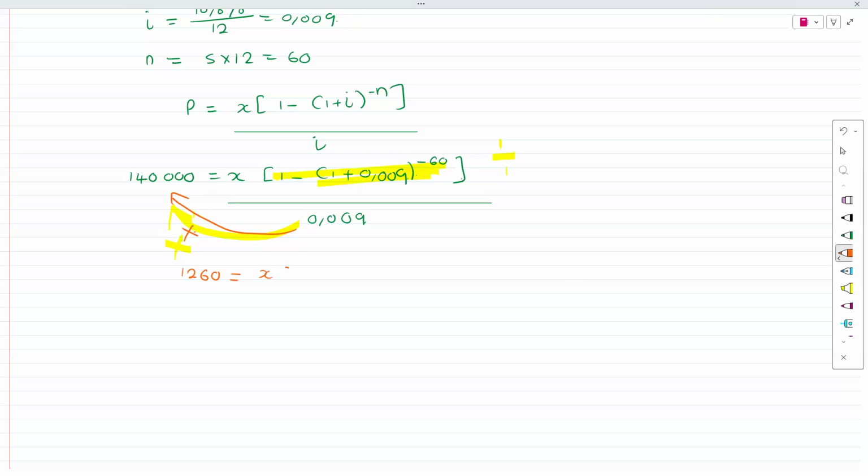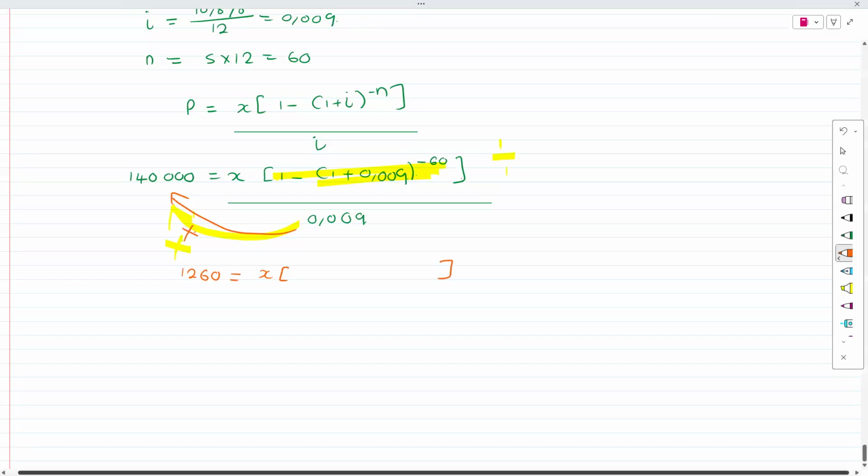And that equals X into. Now this bracket as well, I would simplify. And that's 1 minus 1 plus 0.009 to the minus 60. And here I get 0.415842, some change. I'm keeping this in my calculator. I'm taking this over as division, and X is equal to 1260 divided by that answer, and we get 3,029 Rand and I guess 99 cents. And that's the answer. Done.